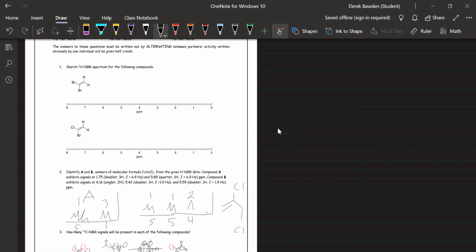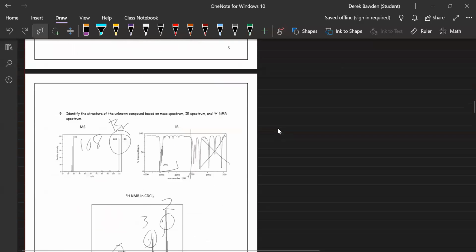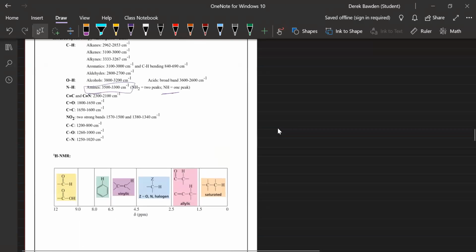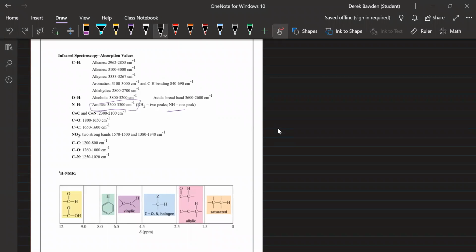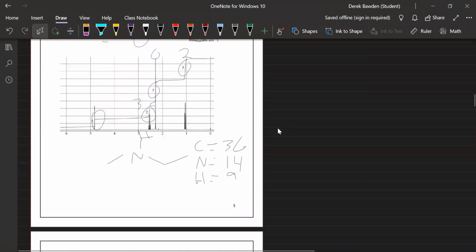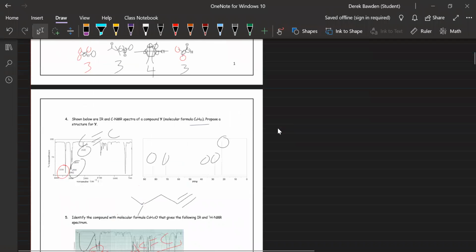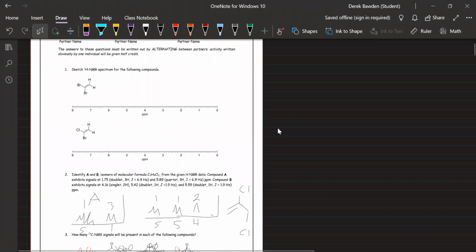So for part one on question one, when something is attached to a halogen, let's go double check the graph so you guys can see it as well. Okay. When it's attached to a halogen, it's somewhere between 2.5 and 4.5. And the difference between the first one and the second one is that chlorine is going to pull harder than the bromine.